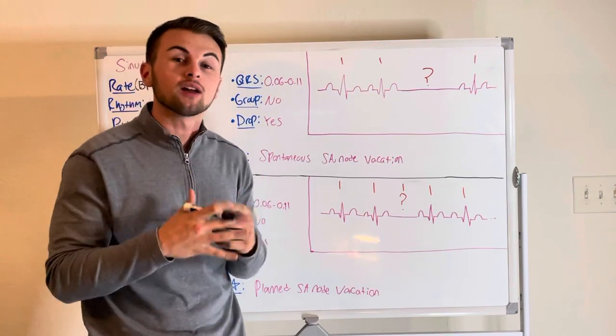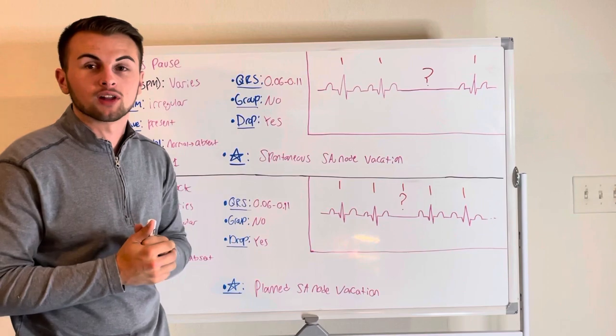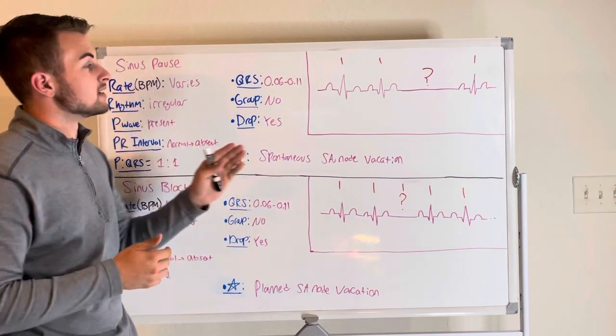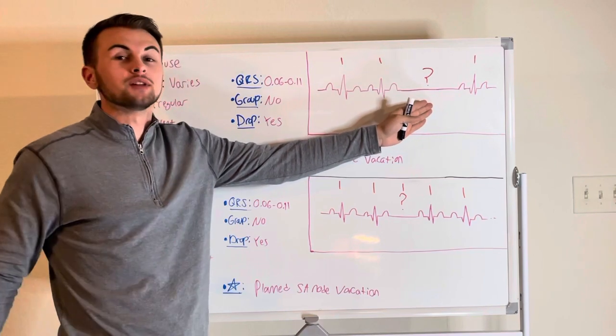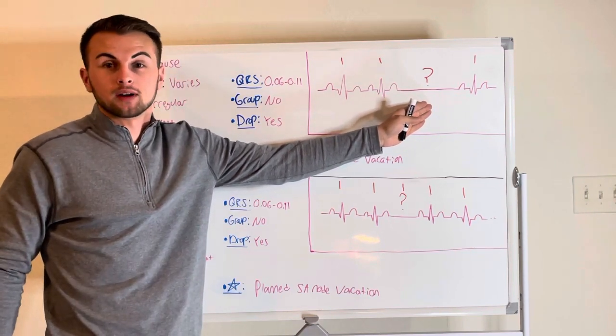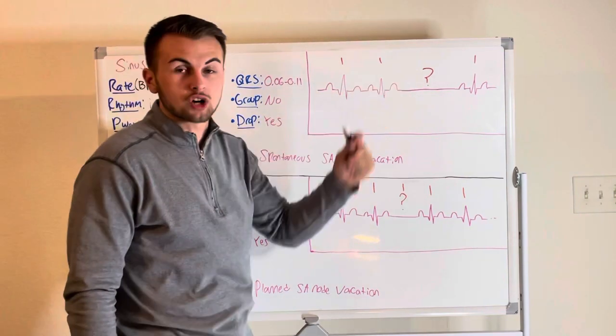So the rate on this rhythm is variable. It depends on the other underlying rhythm. The rhythm itself is irregular or unpredictable. We never know when DJ Sinus Pause is going to drop a beat on us. There are P waves present, except for the drop, of course.